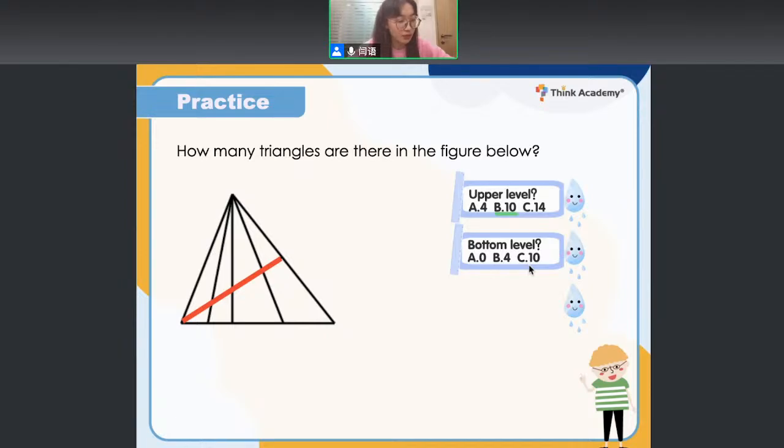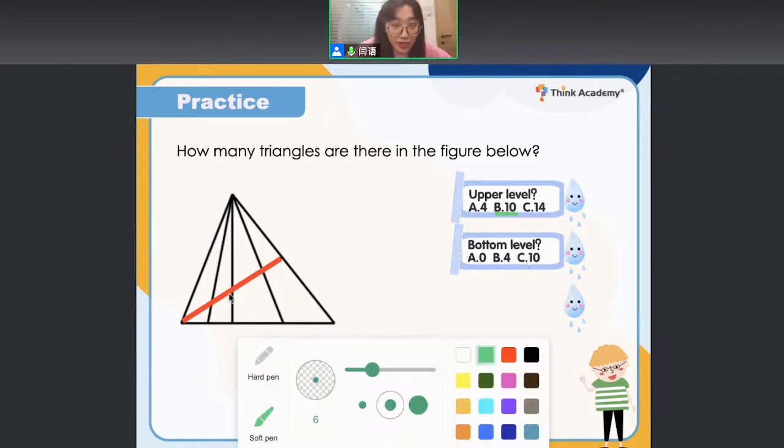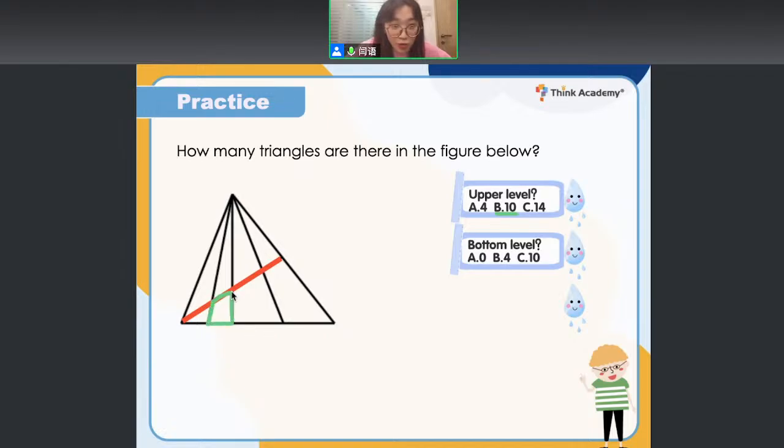How many? No, everyone be more careful. How many triangles are there at the bottom? Here you cannot just say this is also a triangle. Are you sure? No, be more careful. Okay, how many triangles are there?